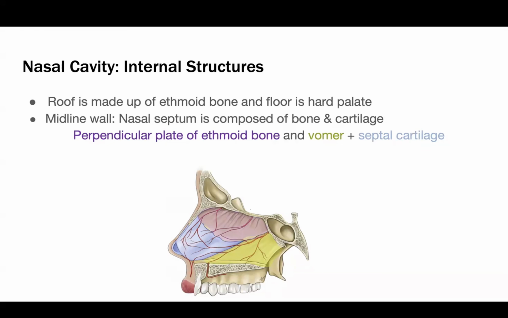Now, you can have a condition called deviated septa, and this arises in different degrees of severity. Deviated septa are actually extremely common, and it's why people tend to breathe better through one nostril than another.